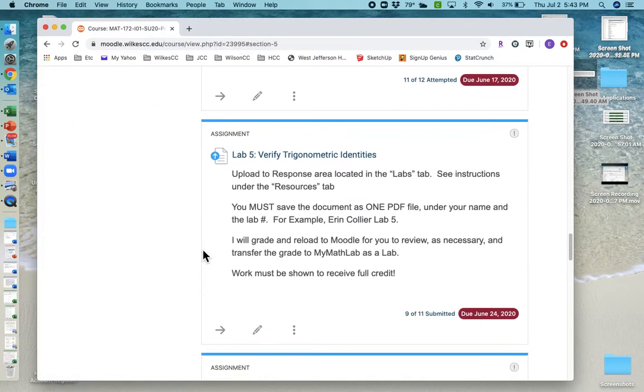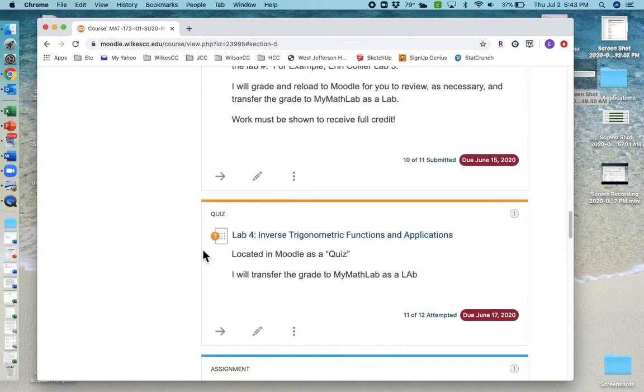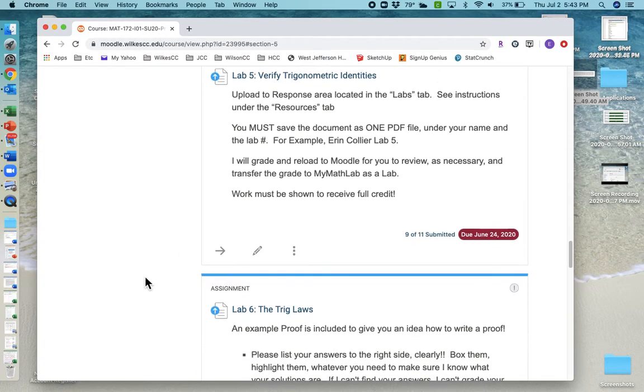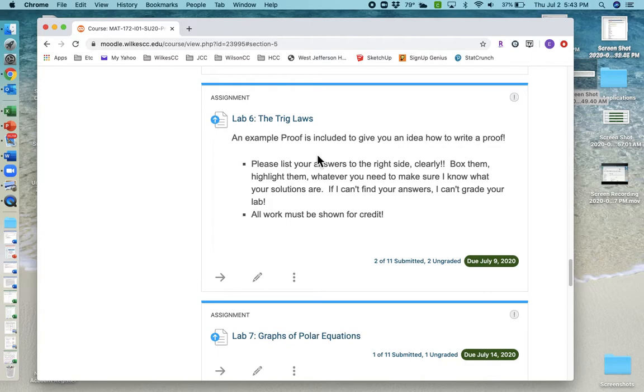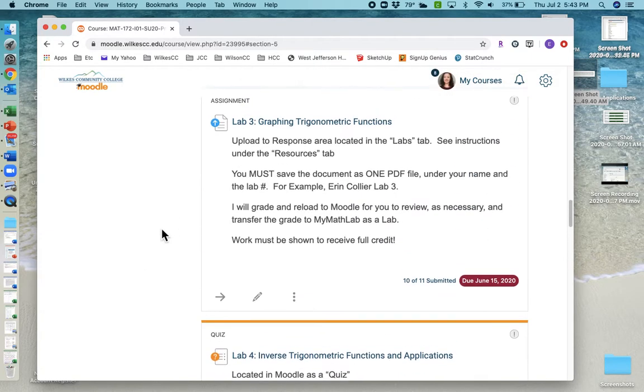So you can see I provide several labs here, and most of them are written. Occasionally there's one that isn't. But there are labs on verifying trig identities, some proofs, and more graphs that they have to do by hand.